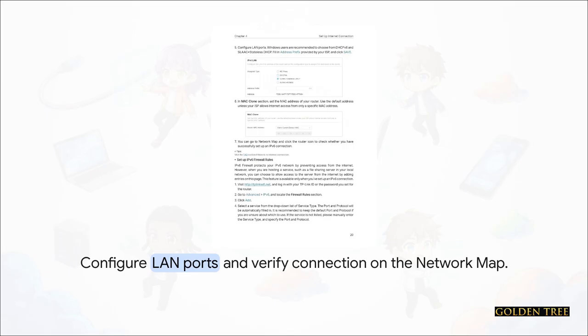Configure the local IPv6 network next. For Windows environments, it's recommended to set the assigned type to DHCPv6 or SLAAC plus stateless DHCP. Enter the address prefix provided by your ISP and click Save. To confirm everything is working, open the network map and click the router icon to verify your active internet connection.